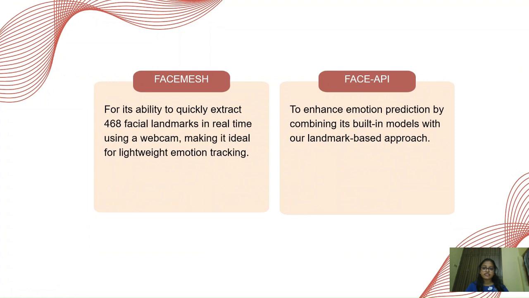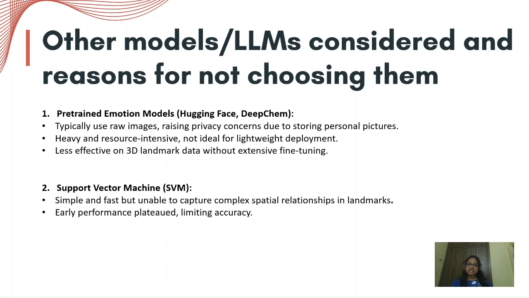Nextly, we are making use of face mesh because it is lightweight. Processing images and making predictions on them is a very heavy process. That is why we are quickly extracting facial landmarks using face mesh and making it lightweight emotion tracking. Nextly, we are also making use of Face API to enhance our emotion prediction by combining its built in models with our landmark based approach. The other models that we considered are the following.